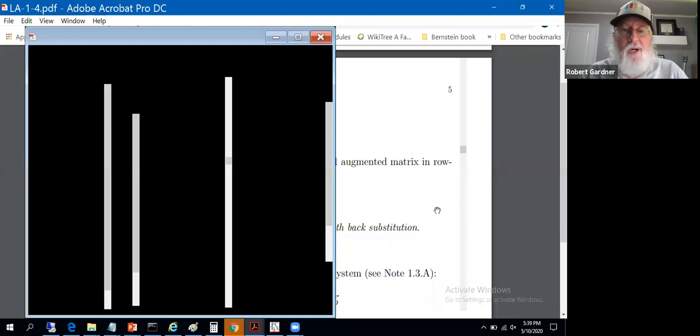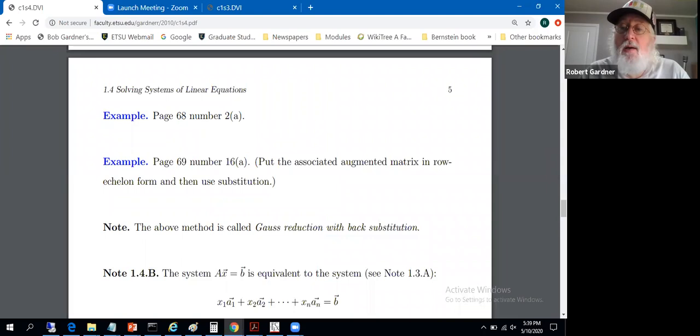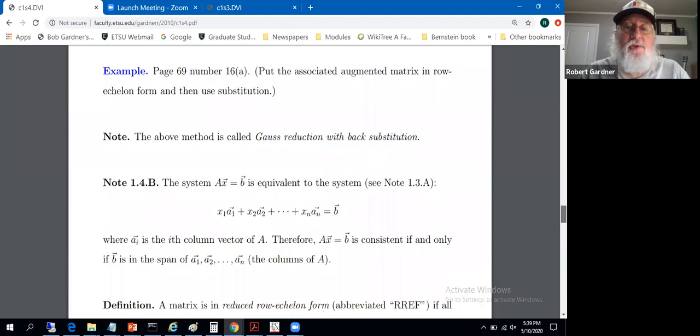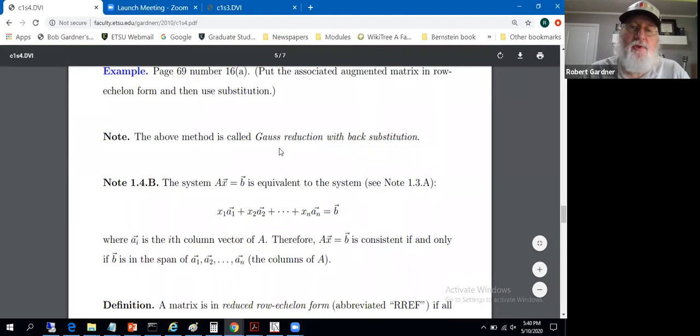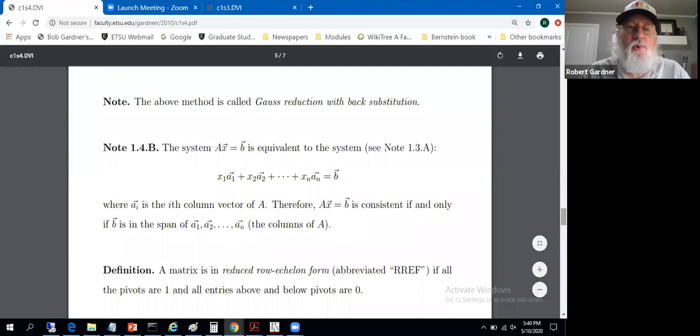Back to the notes. All right, so the technique we just used is called Gauss reduction with back substitution. So back substitution's added to this row echelon form stuff. And one final observation, and we'll stop this video before it's too long.